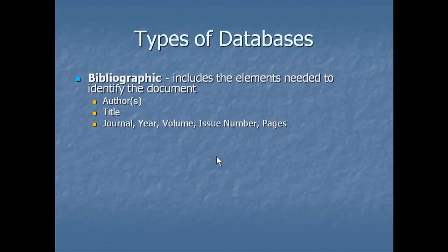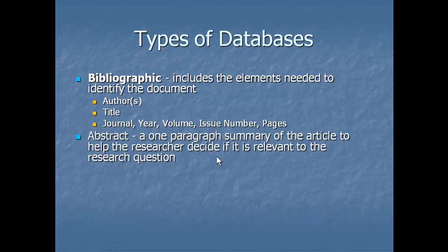There's the bibliographic database. We'll see those a little later. Those include the elements needed to identify the document: the author, the title, the name of the journal, the year, the volume, the issue, and the pages. But most databases have abstracts. We saw the abstract in the article from the Journal of Membrane Science. So that's a one-paragraph summary.